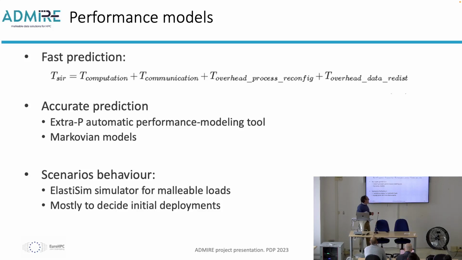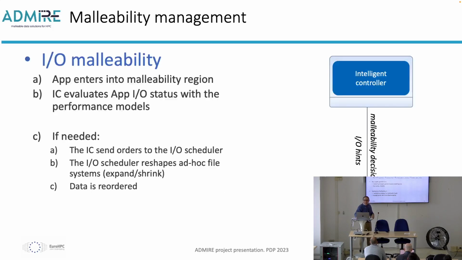Well, this is the performance model thing I was talking about. And what about the I/O malleability? I/O malleability is very interesting because it is not fired only by CPU needs. I/O malleability can be fired by the intelligent controller itself or by the application. How can we find the malleability in I/O for one application?